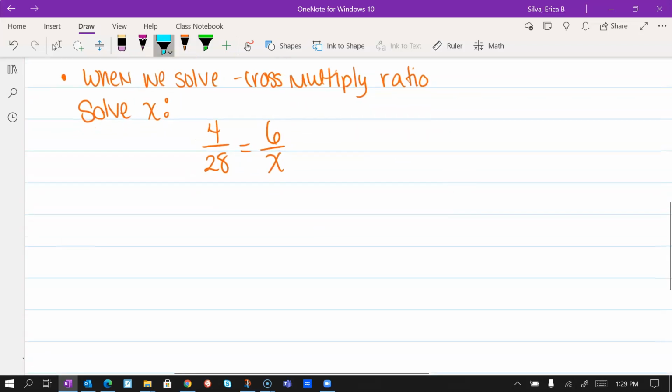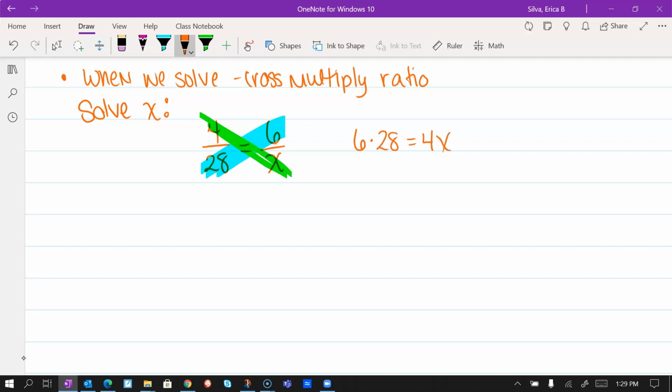All right, so we're going to cross multiply and divide. So you've got 6 times 28 equals 4 times x. We get 168 equals 4x. Then we divide by 4. And x is equal to 42.